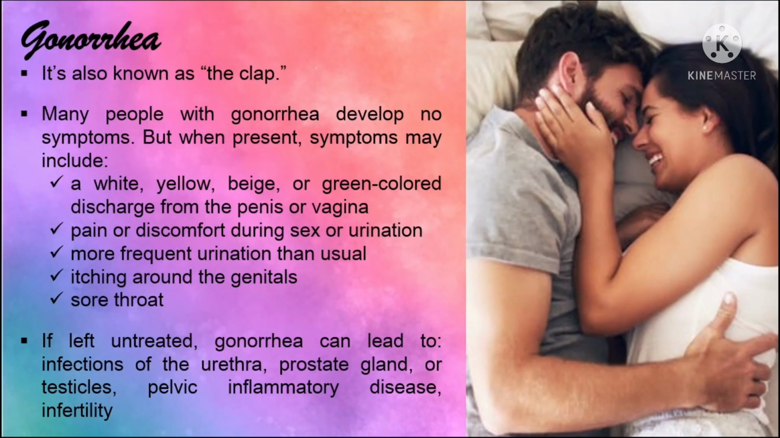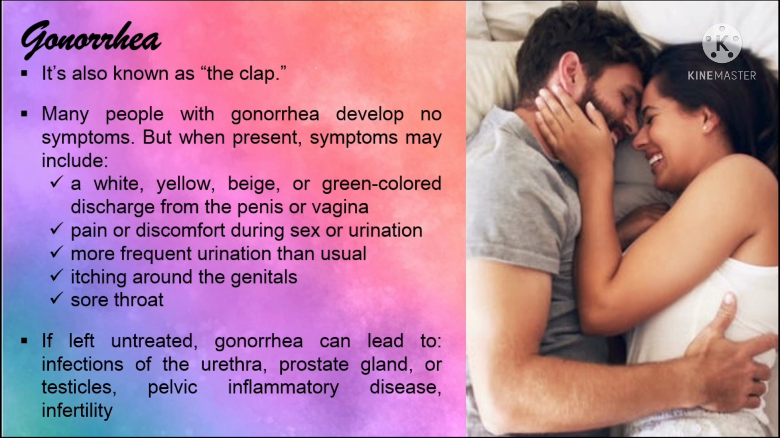Next STD is gonorrhea. It is also known as the clap. Many people with gonorrhea develop no symptoms, but when present, symptoms may include number 1, a white, yellow, beige, or green color discharge from the penis or vagina. Ano say discharge? May mga fluid na lumalabas sa kanilang private part, okay, na iba ang kulay.